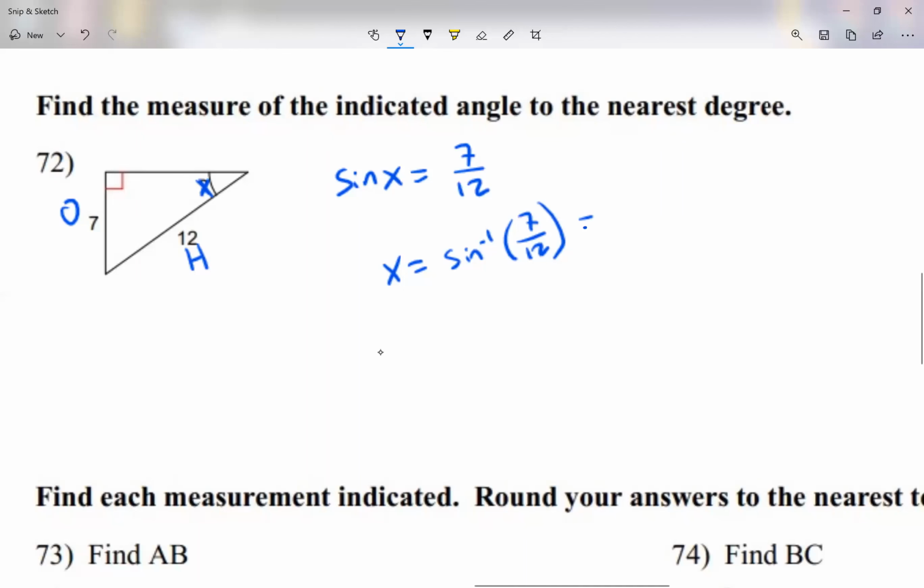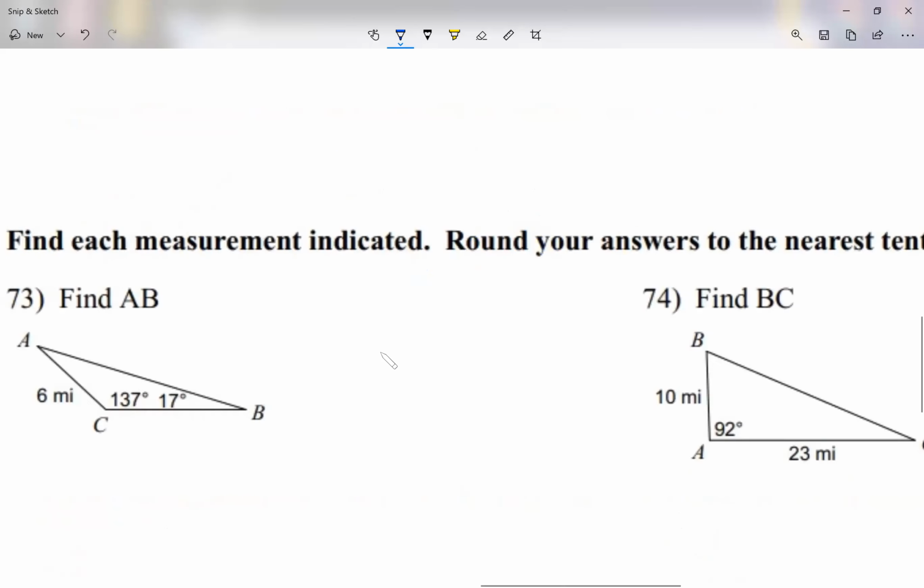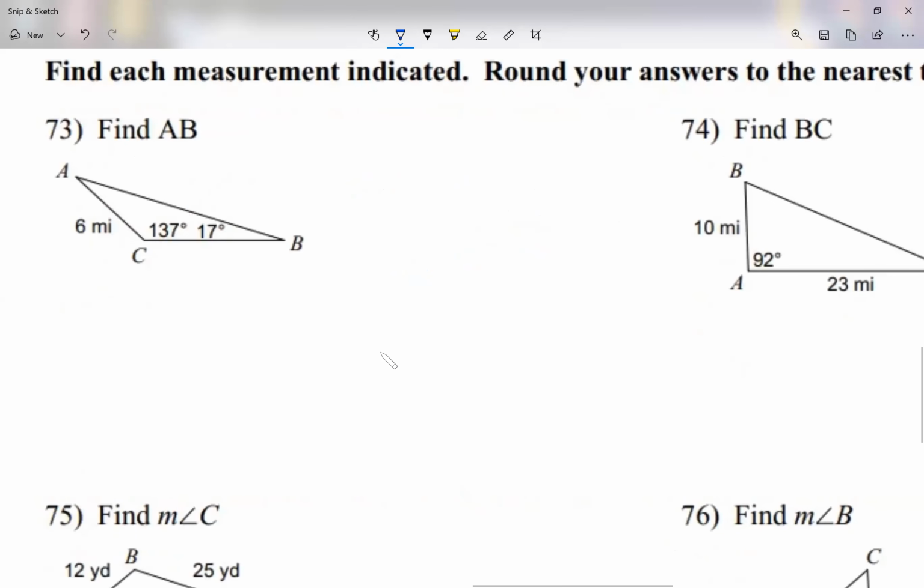So I'm going to say this is 36. Be careful in the instructions. You're going to the nearest tenth, that's one decimal place. Nearest degree, nearest whole number. And then we move into law of sines and law of cosines.